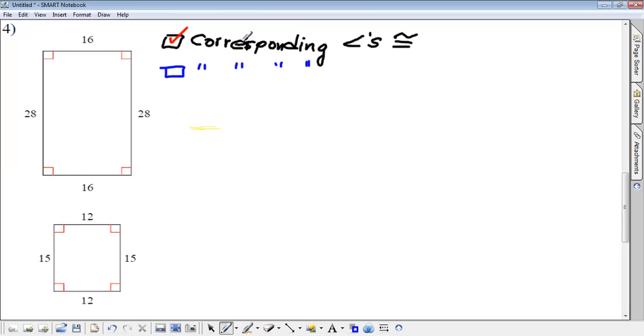That means the word on top. Corresponding sides are, and proportional means one fraction equal to the other. Okay, so corresponding sides are proportional. Now there are 4 sides, so I need 4 of them. 4 fractions, 1, 2, 3, 4.